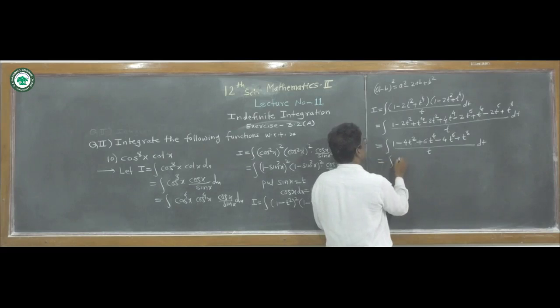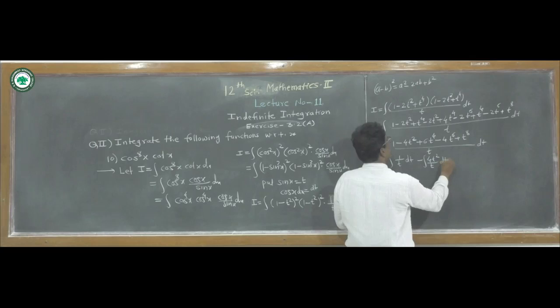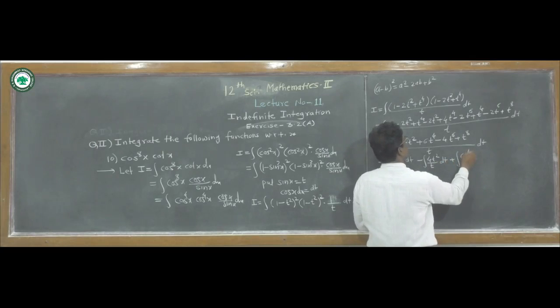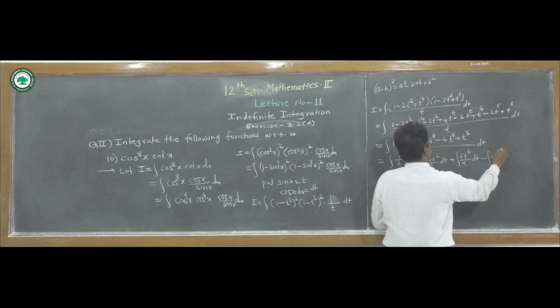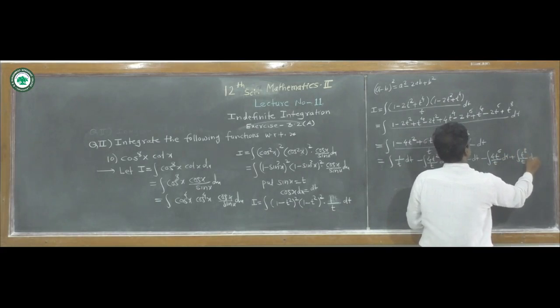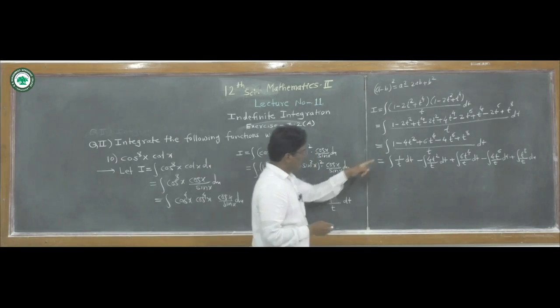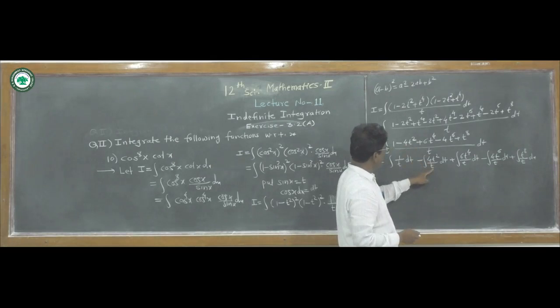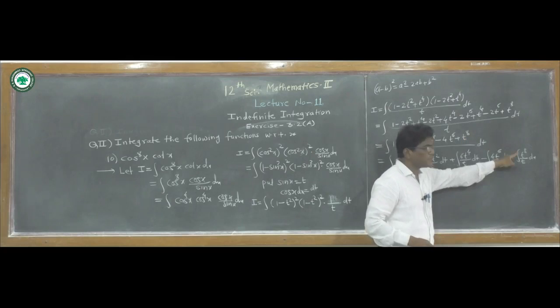So it is equal to integration of 1 upon t dt minus integration of 4t square upon t dt plus integration of 6t to the power 4 upon t dt minus integration of 4t to the power 6 upon t dt and plus integration of t to the power 8 upon t dt. So we separate the numerator and also we take separate integration: 1 upon t minus 4t square upon t plus 6t to the power 4 upon t minus 4t to the power 6 upon t plus t to the power 8 upon t.